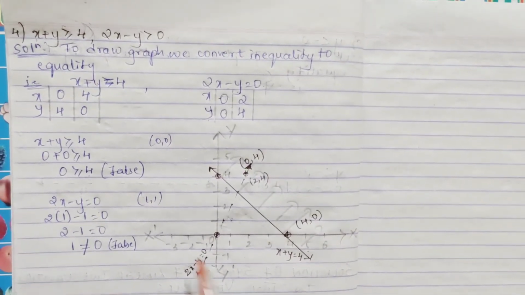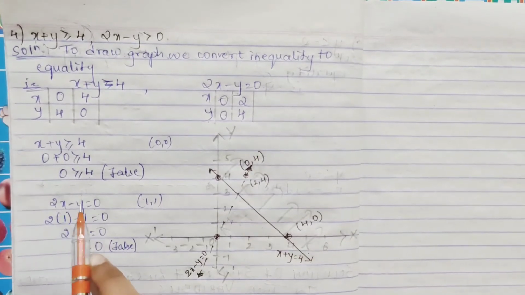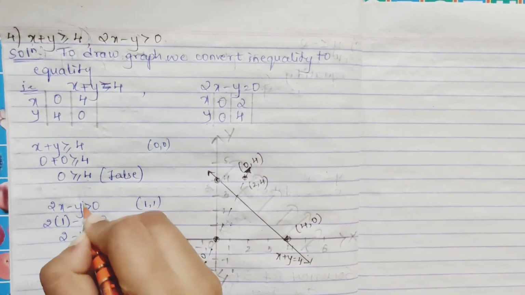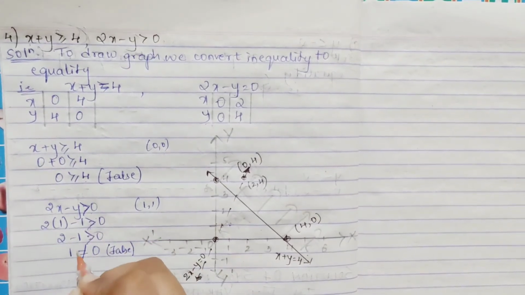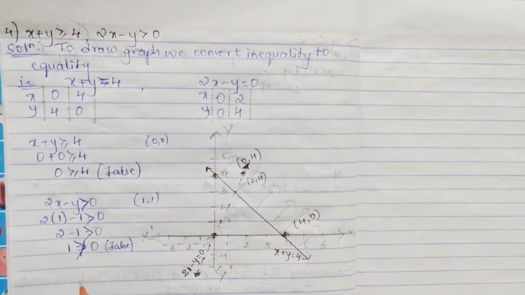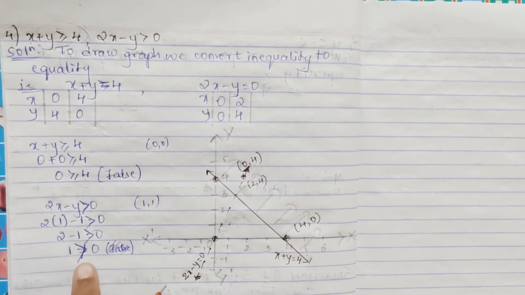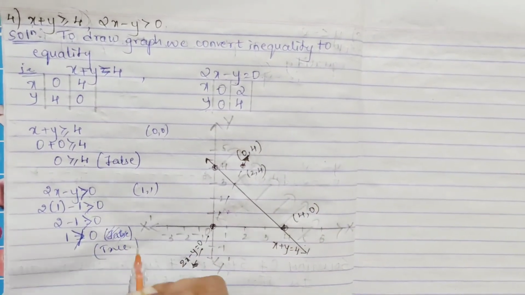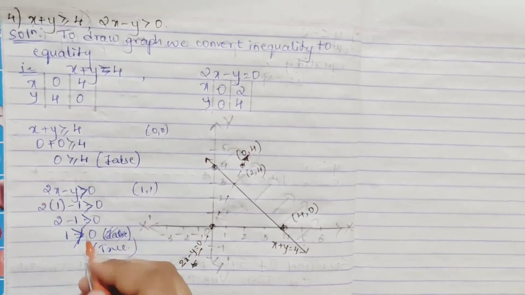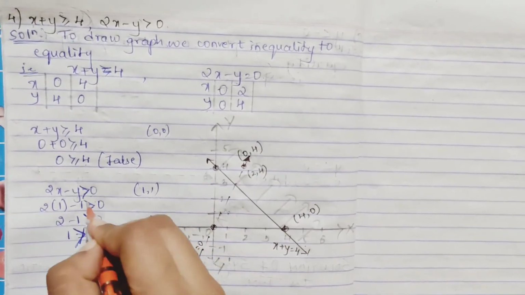Sorry, here I made a mistake. I have to take the inequality sign, 2x minus y greater than 0. See, I've made a mistake. So 2 minus 1, okay, 2 minus 1 is 1. 1 is greater than 0, right? It is true. So you are getting true here. This section is true, right? 1 is obviously greater than 0.